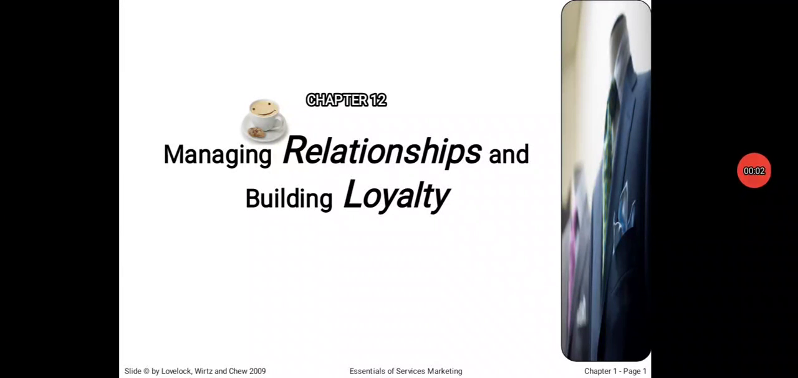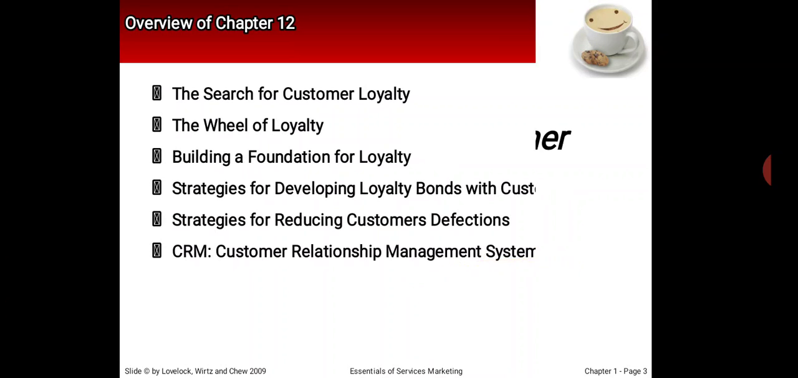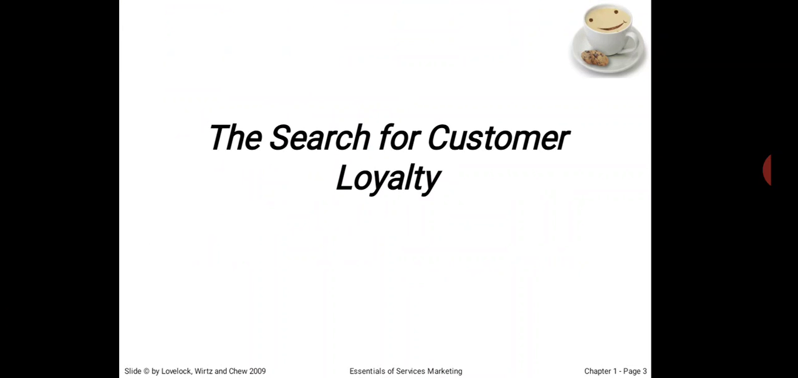Hello friends, in this video lecture, in our subject service marketing, we try to study how managing relationship and building loyalty. Content of this video: the search for customer loyalty, the wheel of loyalty, building a foundation for loyalty, strategies for developing loyalty bond with customer, strategies for reducing customer defection, and CRM, customer relationship management system. First topic: a search for customer loyalty.